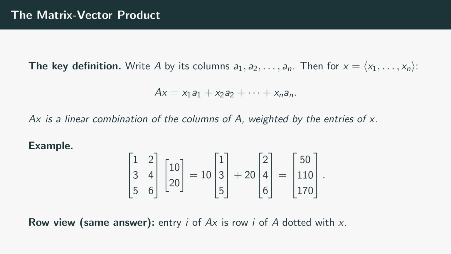Watch the example. The 3 by 2 matrix has first column 1, 3, 5, and second column 2, 4, 6. Multiply it by the vector 10, 20. The result is 10 times the first column plus 20 times the second column, which gives 50, 110, 170.